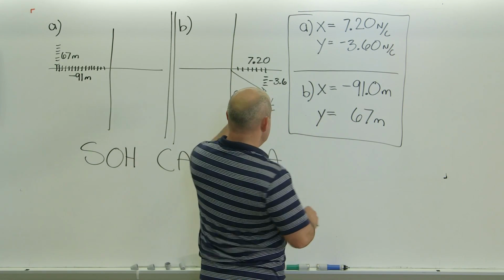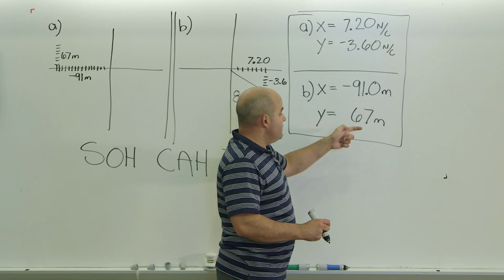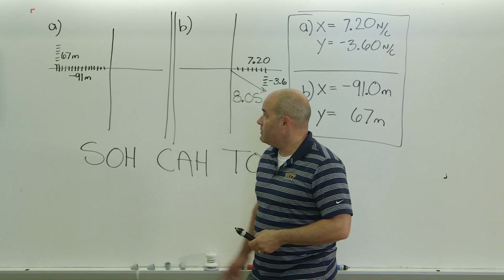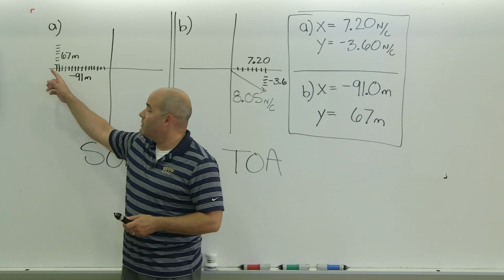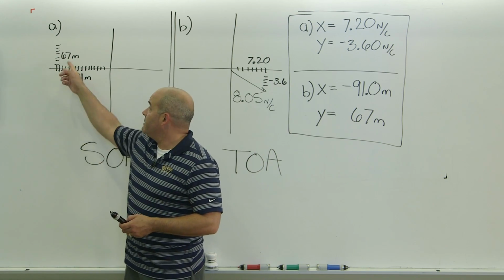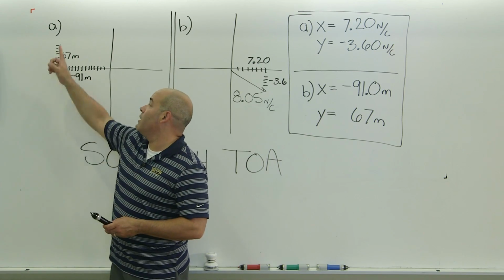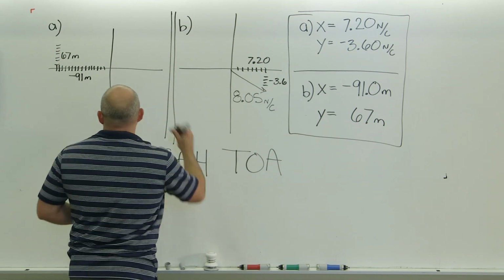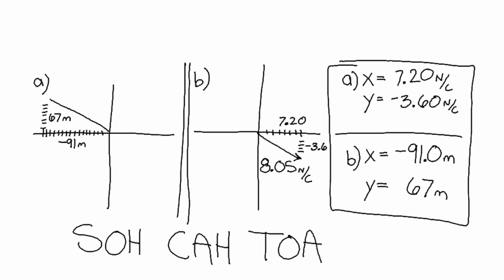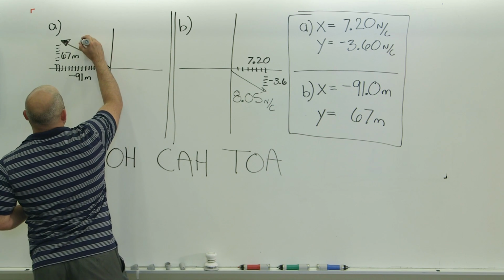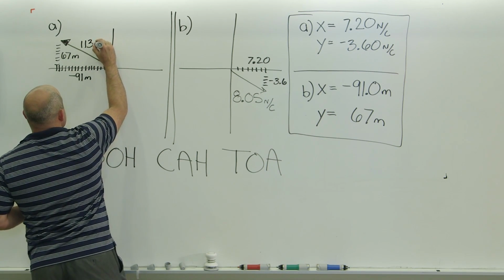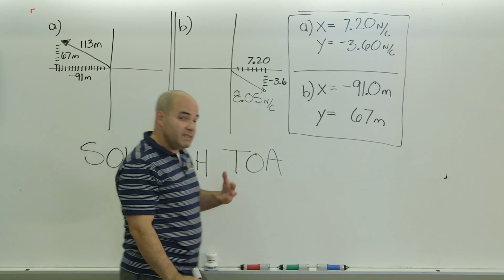The second one, there's your x component, there's your y component. What's that going to look like? Well, it says that x is negative 91, so I went to the left because it was negative. It said y was positive 67, so I went up 67. Boom, boom, boom, some Pythagorean theorem. This is my answer. So I need to find two things, the magnitude and the direction. Because of Pythagorean theorem, this comes out to be 113 meters, but I'm not done yet.